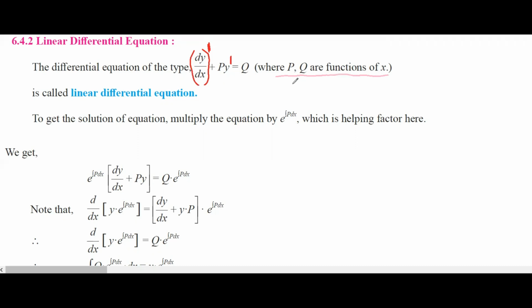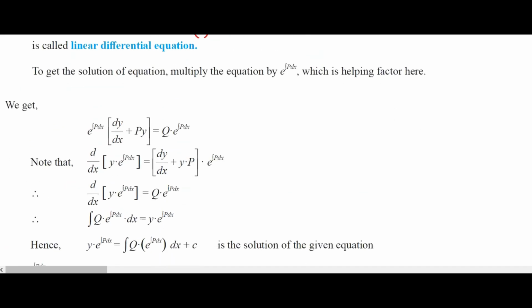Now what is the working principle? The working principle is we have to find the integrating factor. What is the integrating factor? That's what we are going to discuss here. The integrating factor is e to the power of integration of p dx. This is called the integrating factor, and y into e to the power of integration of p dx is equal to integration of q into e to the power of integration of p dx, then whole dx, plus c, is the solution of the given equation.